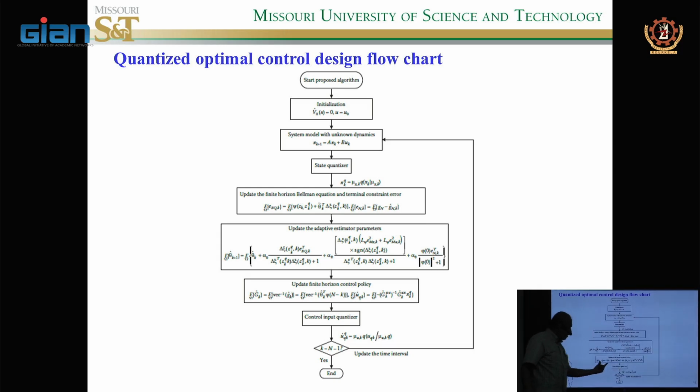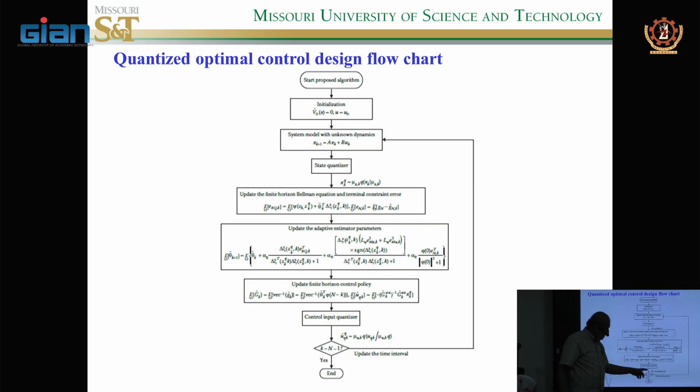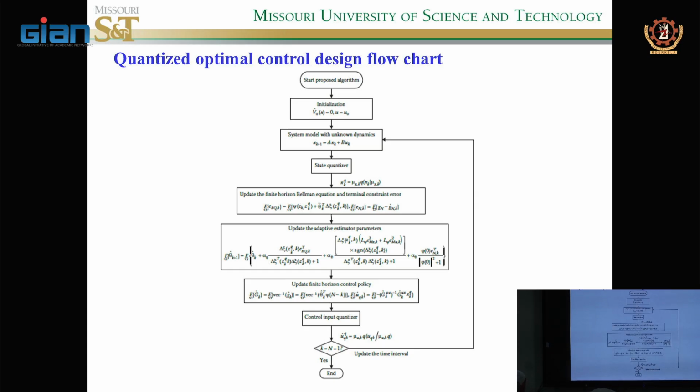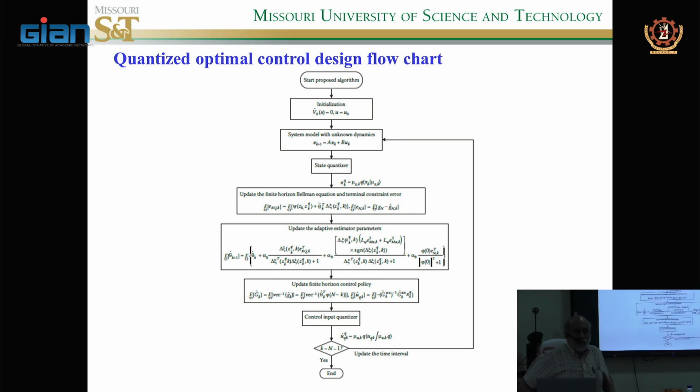I'm computing the control input. Then once I get the control input, I use the control input quantizer, which is another quantizer, and then I get the control input value, which goes to the actuator. Any questions here? Any questions? So the flow chart should tell you.